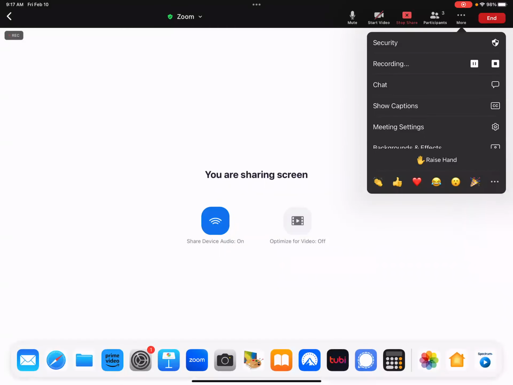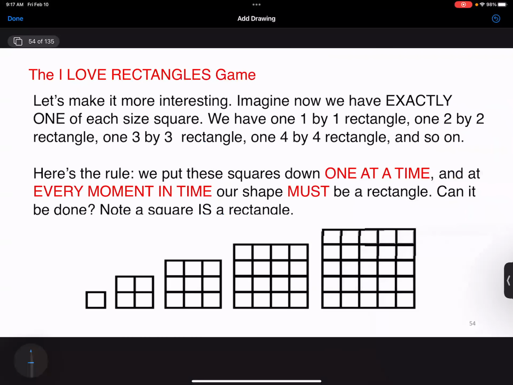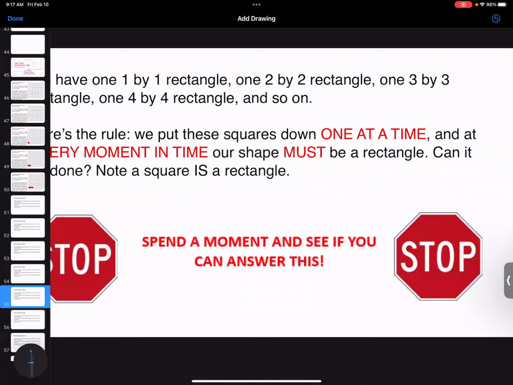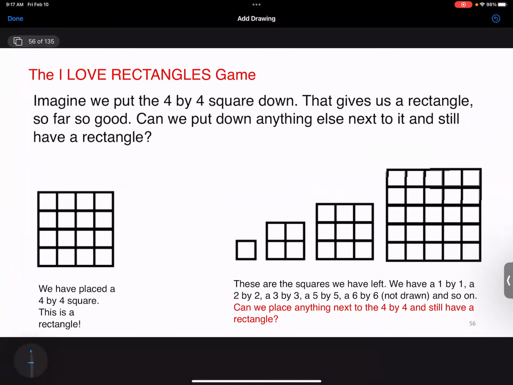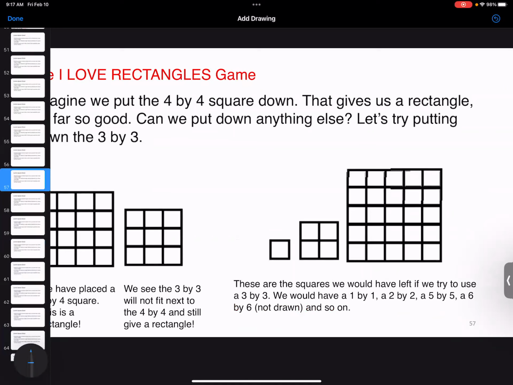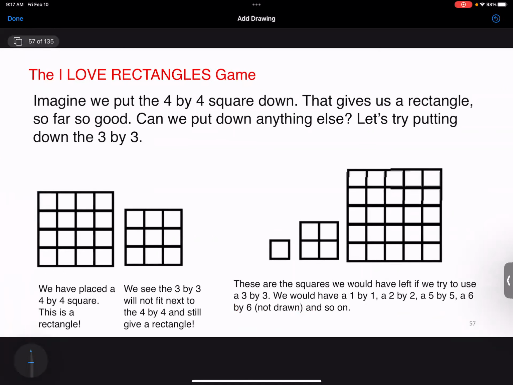So there are some conjectures from students that the game is rigged. Why do you think this game is rigged? Yes. Because as long as there are differently sized squares, anytime you try and put down another piece, there's going to be some unevenness. So good. Let's say I put down the 4x4 piece. If I want to keep it as a rectangle, what must be the dimensions of whatever I put down next? 4x4. Do I have any other 4x4 pieces? No. There's no way you can win. If I try to put a 3x3 next to it, it's not going to work. So the game is rigged.